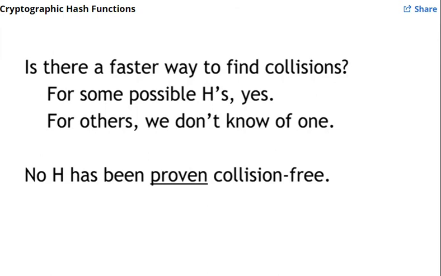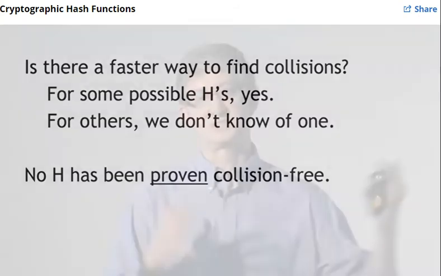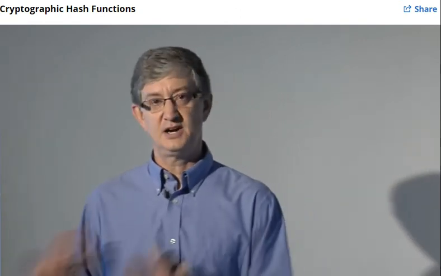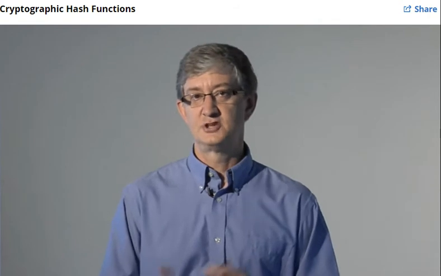For example, if our hash function were to simply take the input modulo 2 to the 256, that is, it just selected the last 256 bits of the input, then we would know an easy way to find a collision. One collision would be the values 3 and 3 plus 2 to the 256. So for some possible values of the hash function, it's very easy to find a collision. For others, we don't know. Now, one thing I need to note is that there's no hash function in existence which has been proven to be collision-free. There are just some that people have tried really, really hard to find collisions and haven't succeeded. And so we choose to believe that those are collision-free.